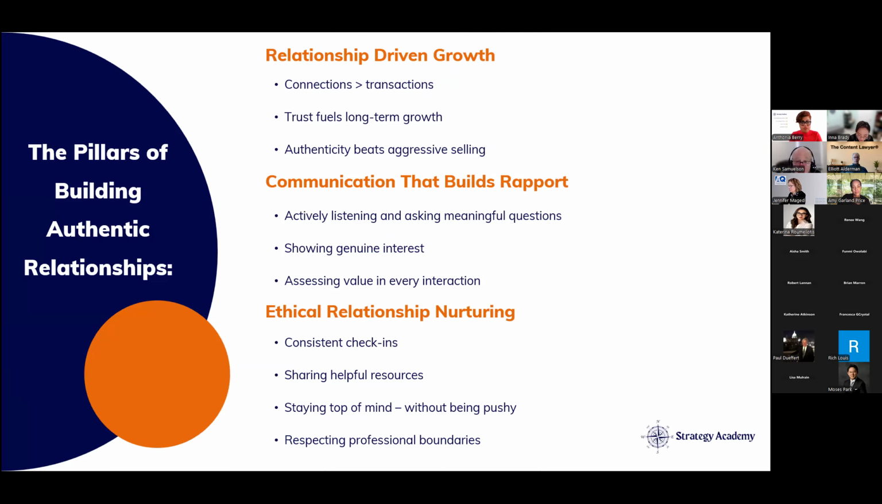The first bullet point is connections are greater than transactions. What that means is when you're going out and thinking of acquiring new clients and developing your business, you do not want to just focus on one-off clients and transactions. You want those to be what we call institutional clients, meaning that they keep coming back to you more and more and sending work to you more and more because there is a relationship. It's not just a transaction.